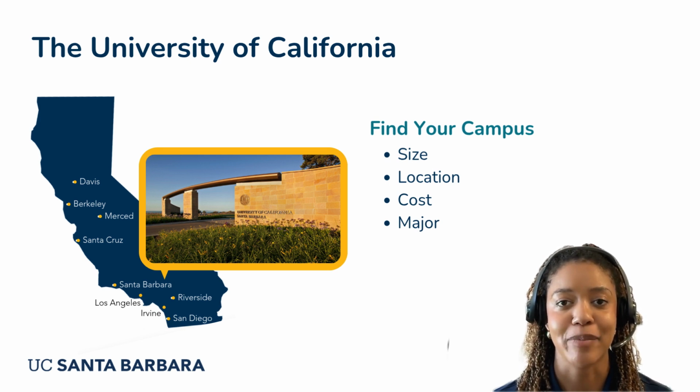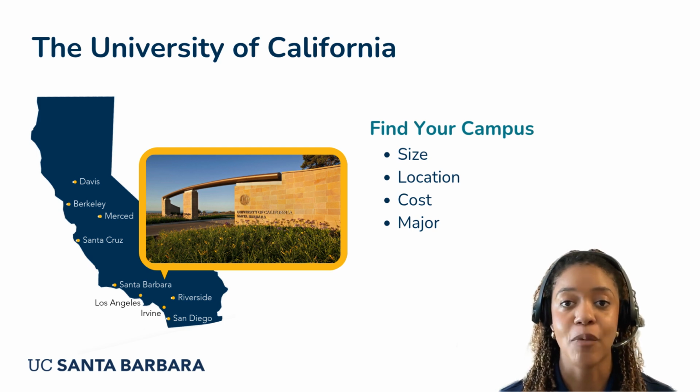Are you looking for a campus with a small, medium, or large student body enrollment? What location would work best for you? Near a city? Near a beach? Northern, Southern, or Central California? Near your hometown? Consider exploring the cost of attendance at each institution and scholarship opportunities. And last, but not least, what area of study are you interested in? Size, location, cost, and major. These are all factors to consider when selecting a campus to apply to.